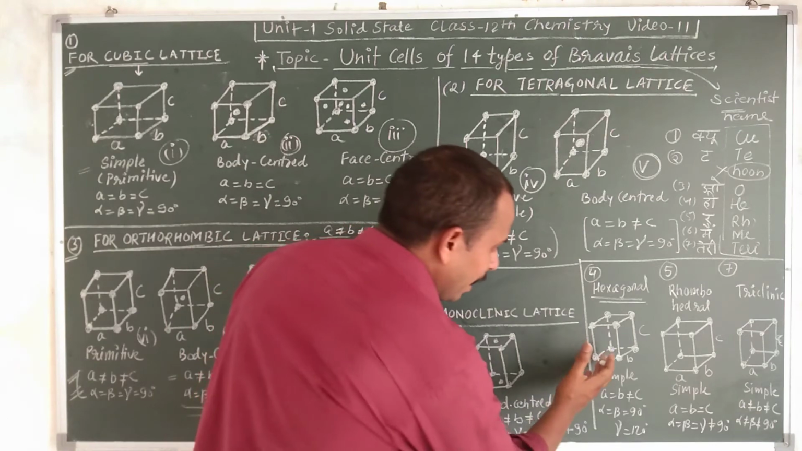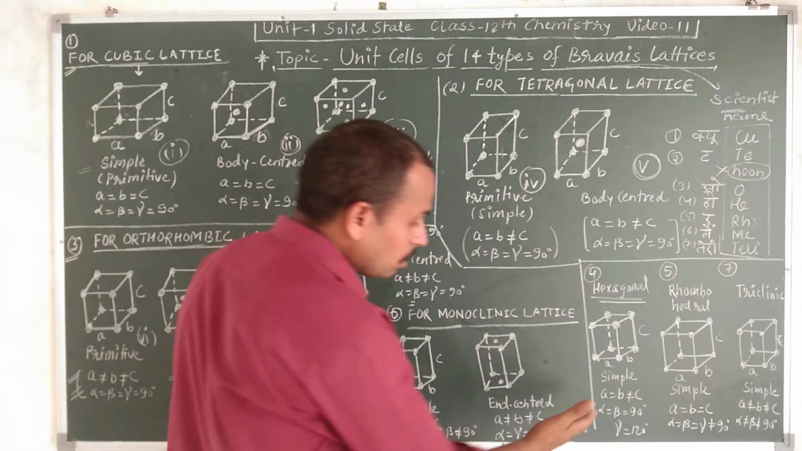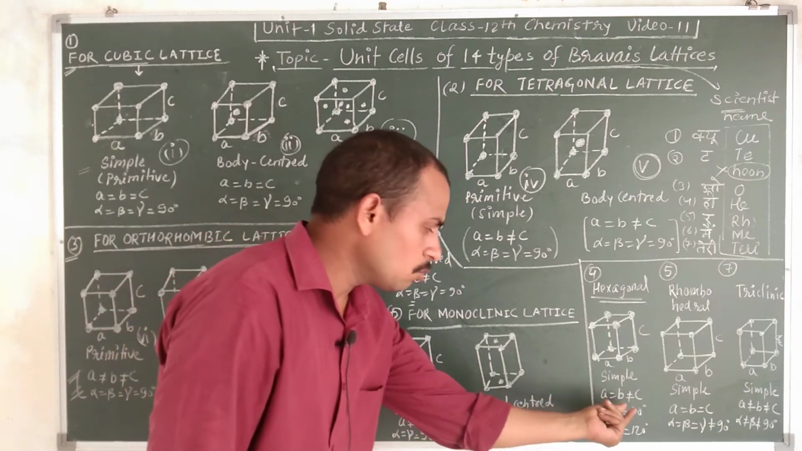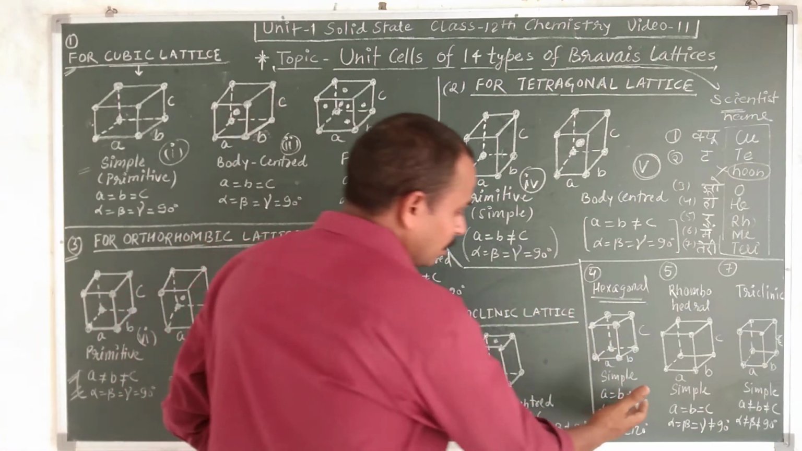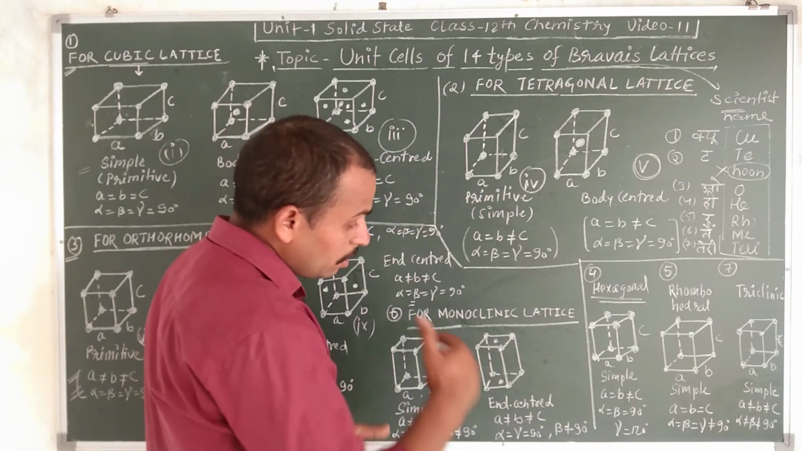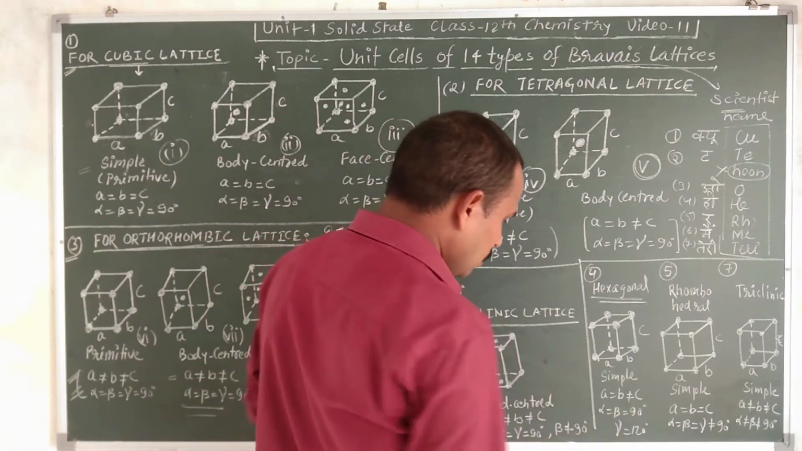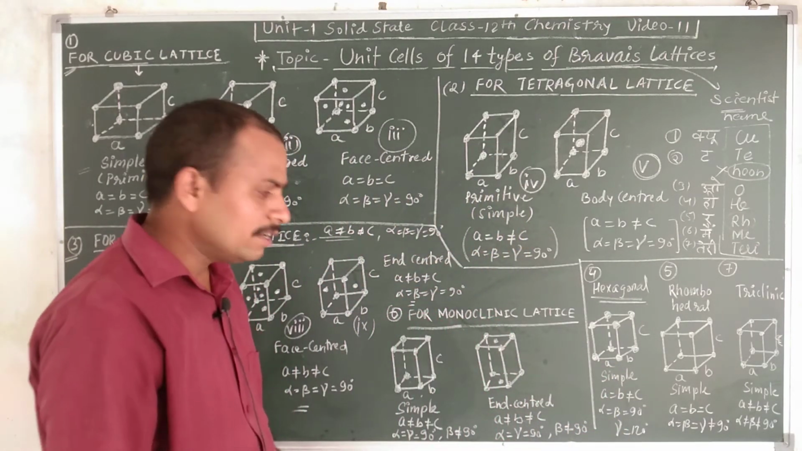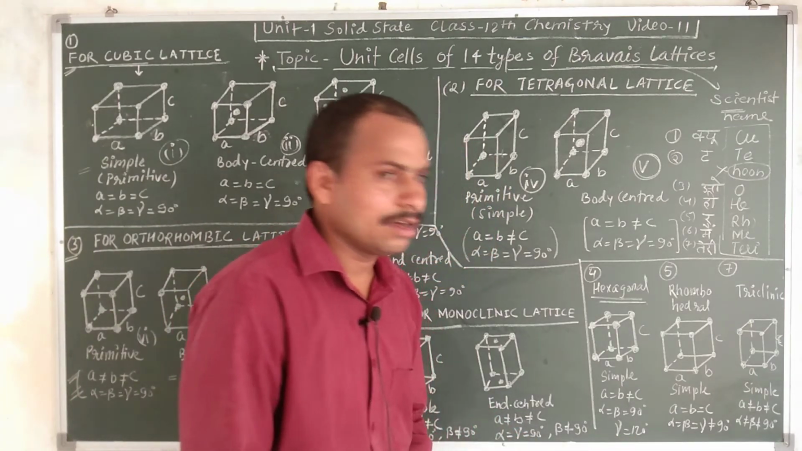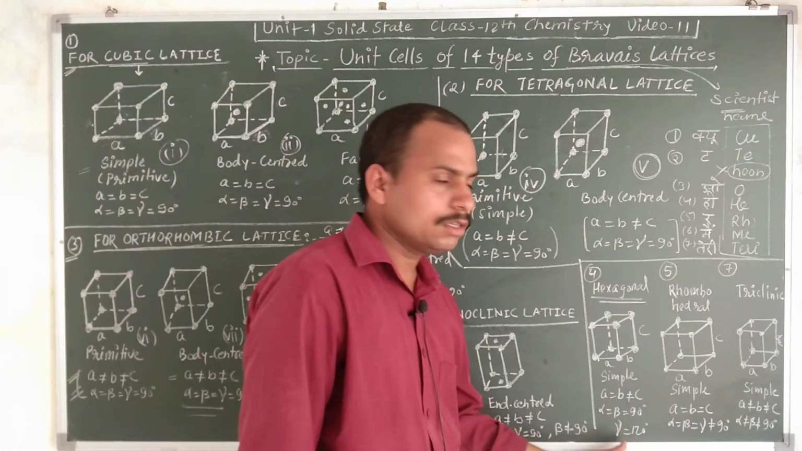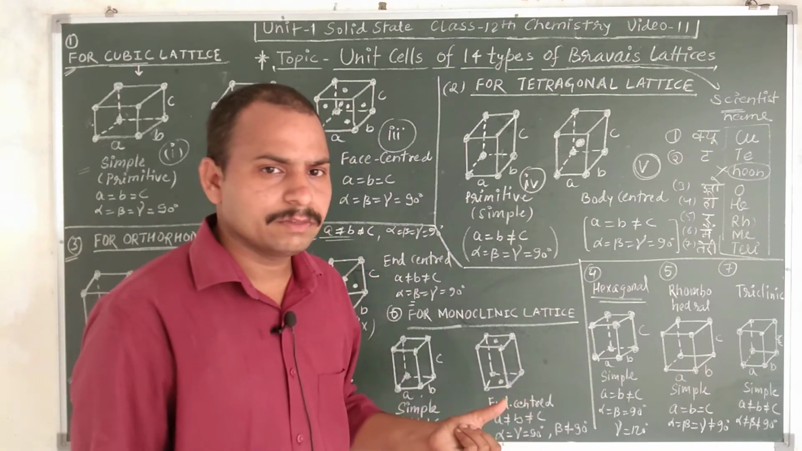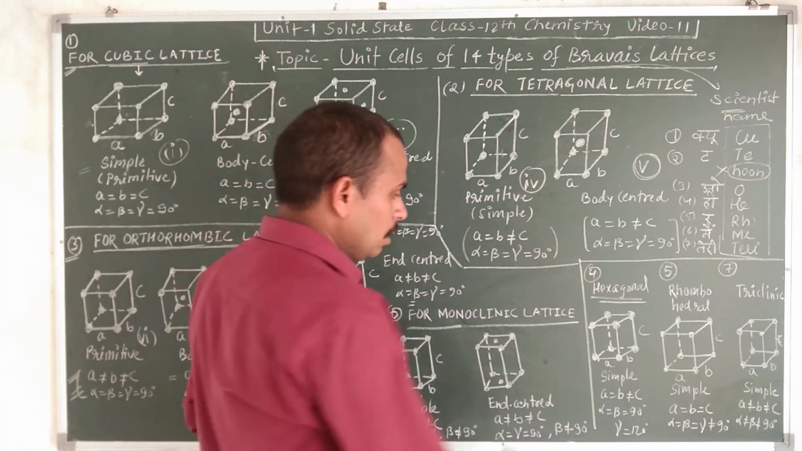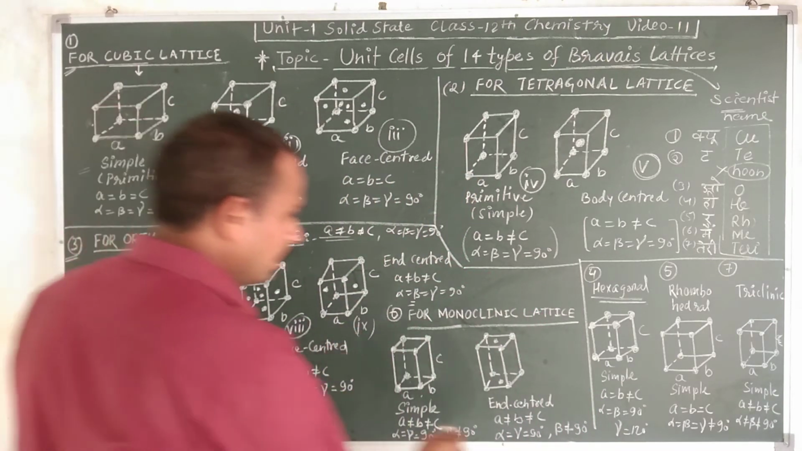What about axial length? Axial lengths A and B are equal to each other, but not equal to the third length, that is C. If we talk about axial angles, alpha and beta are equal to 90 degrees, but not equal to gamma. Gamma is 120 degrees because this is the hexagonal crystal lattice. So this is the 10th Bravais lattice.